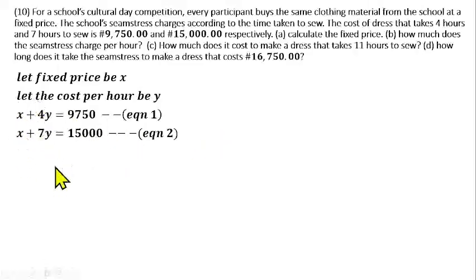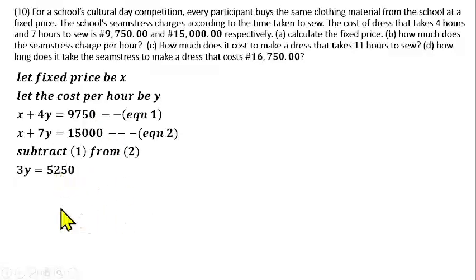x minus x gives us 0, 7y minus 4y gives us 3y. Then 15,000 minus 9,750 will give us 5,250. Dividing both sides by 3, y will be 1,750. So that means the cost per hour is 1,750 naira.